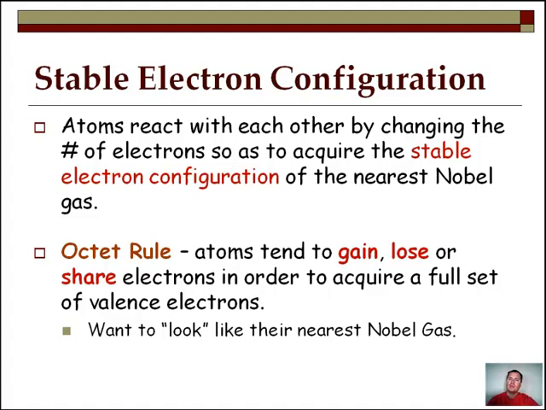Okay, so they want to look like their nearest noble gas. And as I said, that can either be in front of them, to the right of them, or it can be behind them. Depending on what their configuration is, they're going to move one way or the other. They do this to have a full valence shell. That means their s and p are full, meaning a total of 8 electrons.